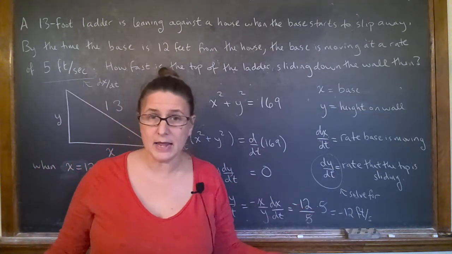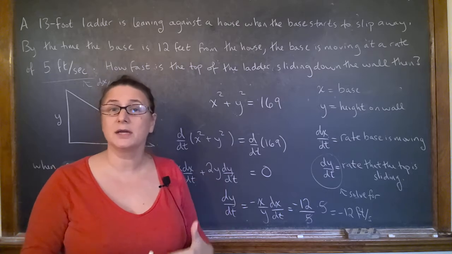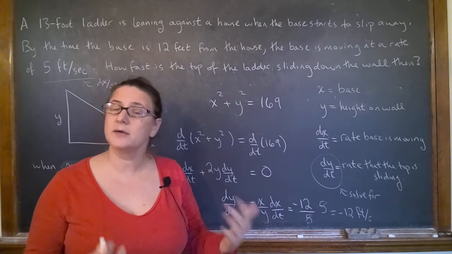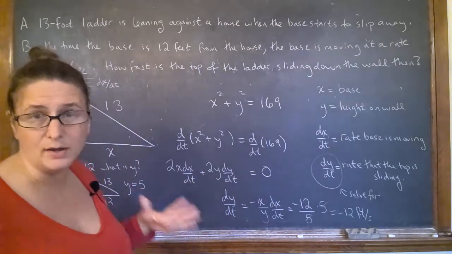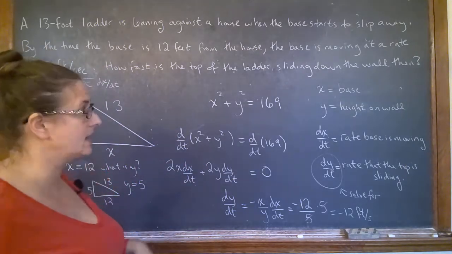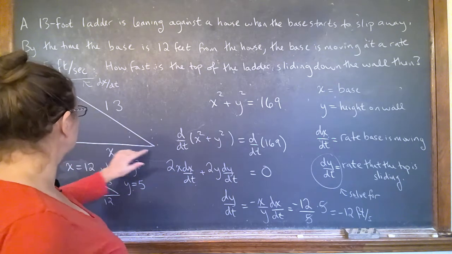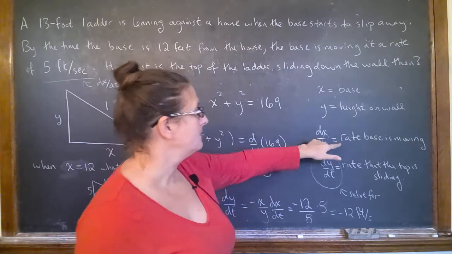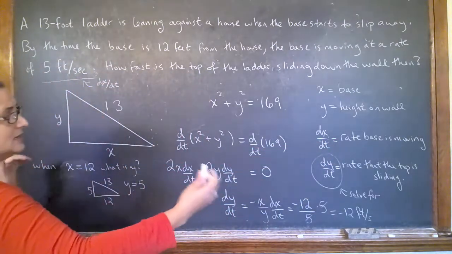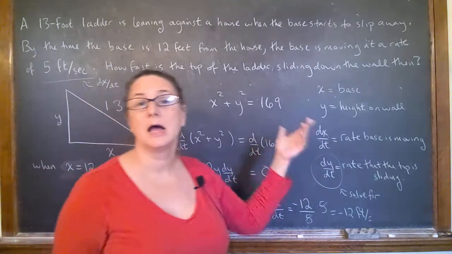Okay, so it's okay to have a negative answer as long as it makes sense physically in the problem. And sometimes we'll see in the later problems that we have to figure that out, like, is it positive, is it negative? Here you can see that this 5 is going to be positive because that base is getting bigger. x is getting bigger. So dx dt has to be positive.